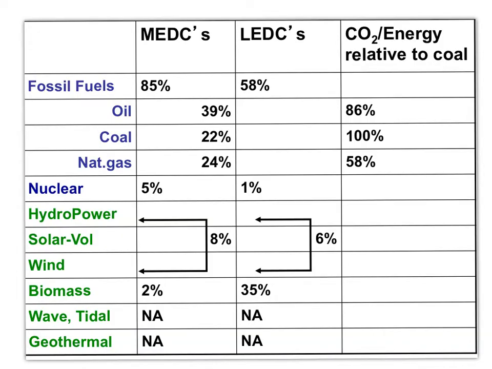With this table, you can see in green the relative share of renewable energy forms in MEDCs and LEDCs. Spend some time with this slide. Note the high percentage of biomass used in LEDCs. This represents the wood and dung burned for cooking food and heating homes.